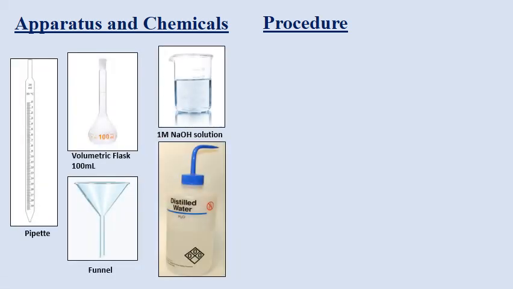The apparatus and chemicals that we need to make this solution include a pipette, a volumetric flask of 100 centimeter cubes or 100 milliliters, a glass funnel, 1 molar sodium hydroxide solution as our stock solution, and the last thing, we need distilled water.